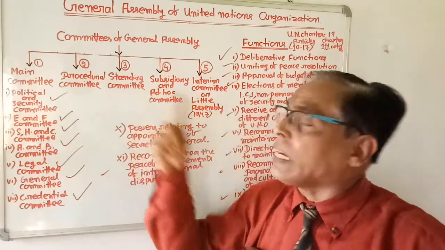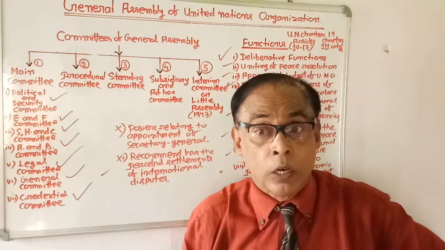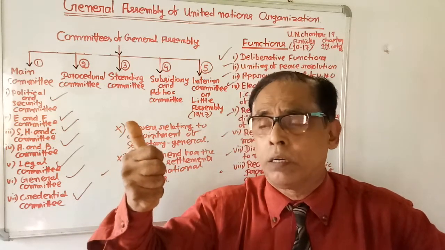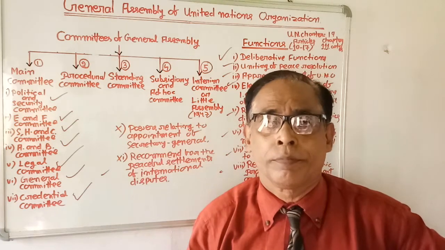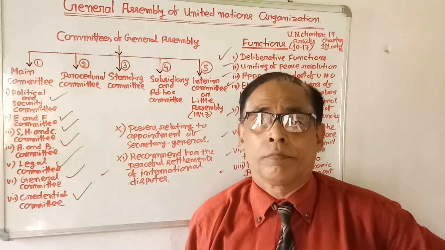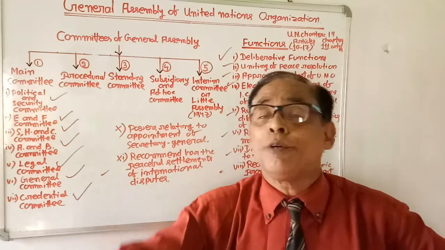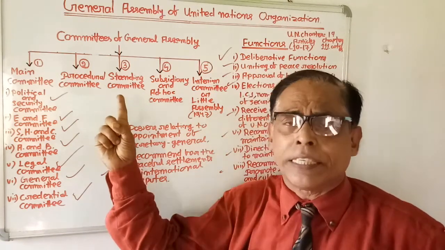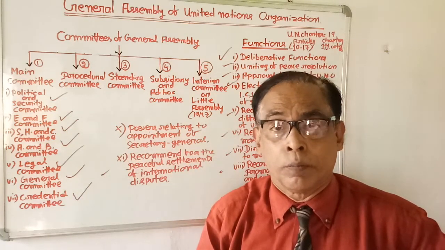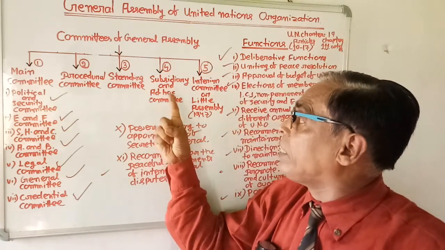Number 3 is the standing committee. It is the function of the standing committee to look after various problems of the UNO, like pension problem of the staff of UNO, different types of privileges of the staff of UNO. So it concentrates only on the problems and matters of the UNO.